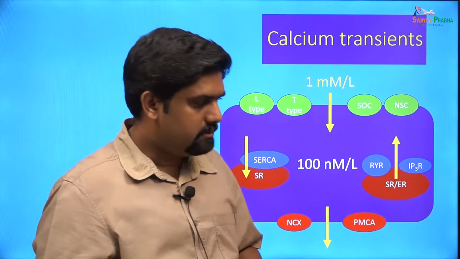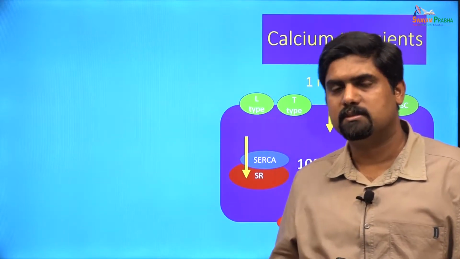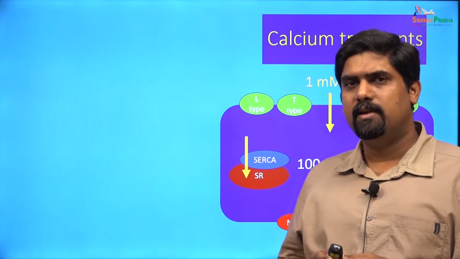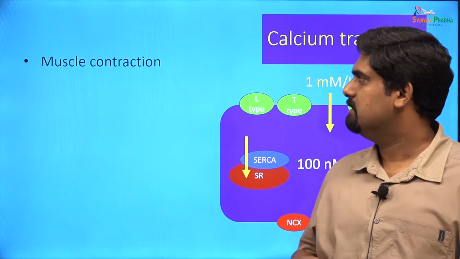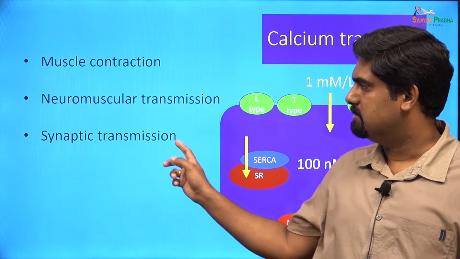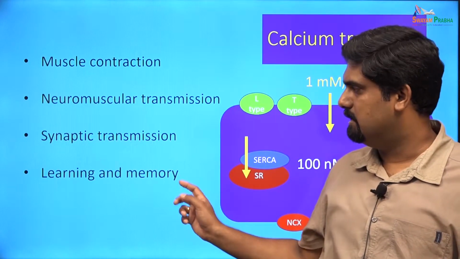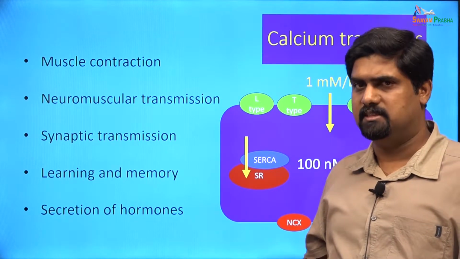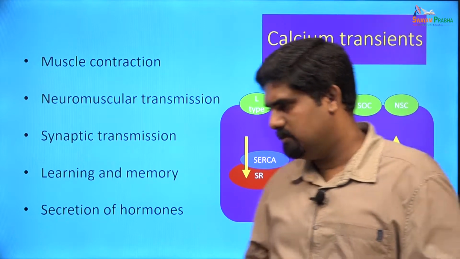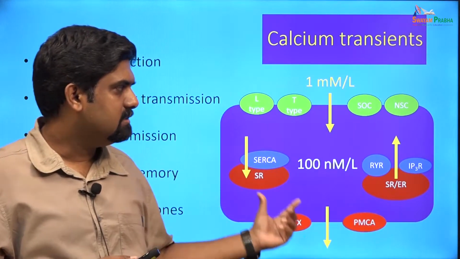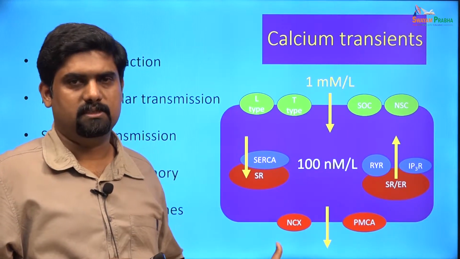Now the amplitude, frequency and time course of the calcium rise in the cell can code for various cellular functions like muscle contraction, neuromuscular transmission, synaptic transmission, learning and memory, secretion of hormones and various other functions. So in this session we will be discussing in detail all these different calcium transporters.